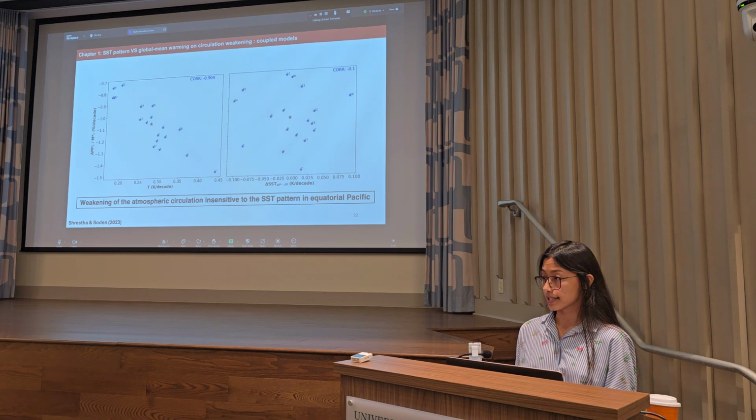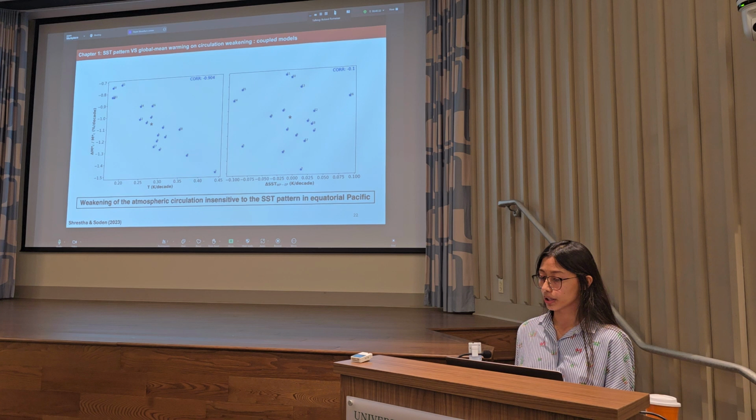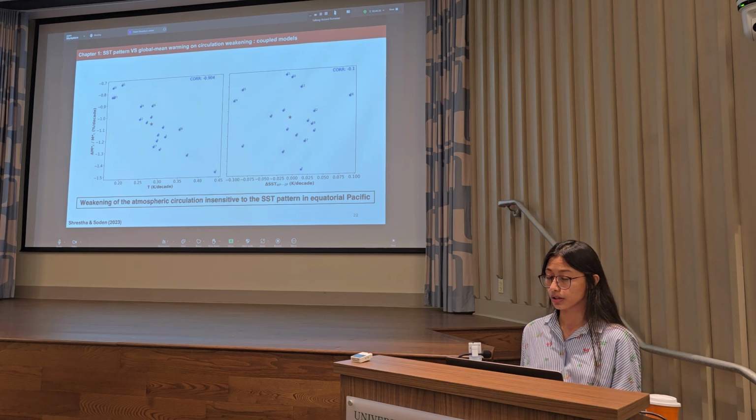Whereas if you look at the right plot, which shows the tropical Pacific SST gradient, we find that some coupled models do simulate this strengthening of tropical Pacific SST gradient, but there isn't any correlation, or not a very strong correlation, between the convective mass flux weakening versus the gradient in the tropical Pacific SST.